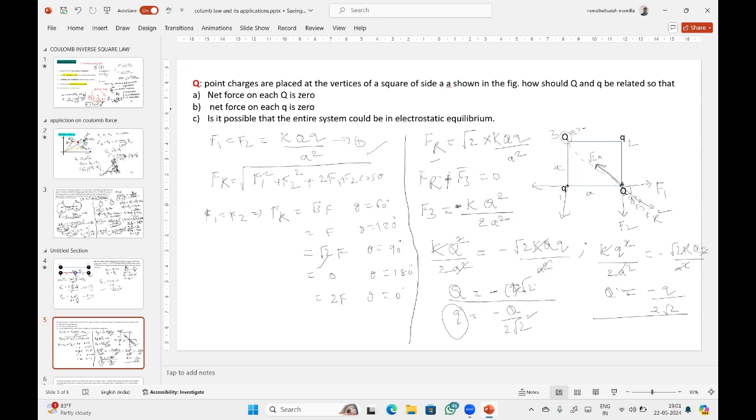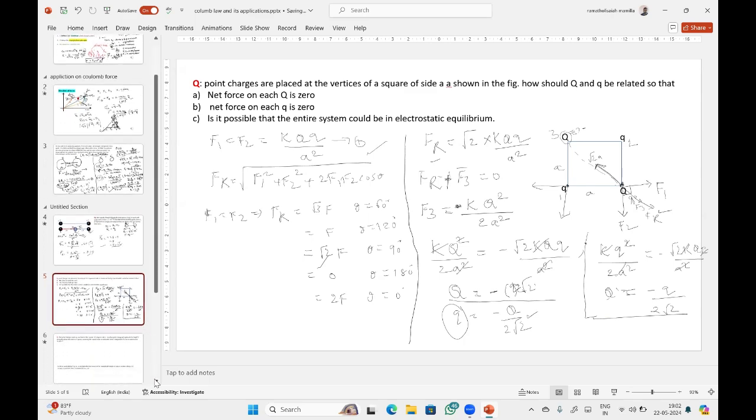Hope you understand this case. So is it possible that the entire system could be in electrostatic equilibrium? No, because here these charges are not similar. These two charges are equal and these two capital Q charges are equal, but all are not equal. So the net force is not 0. For the net force to be 0 on any of the particles, the charges would have to be equal. But here the charges are not equal, so it is not in equilibrium. So this is also over.